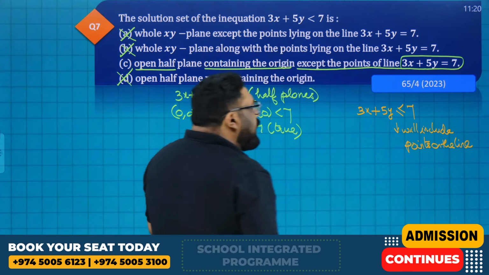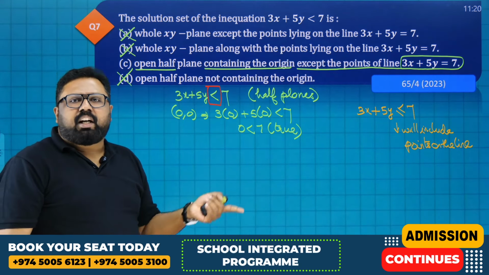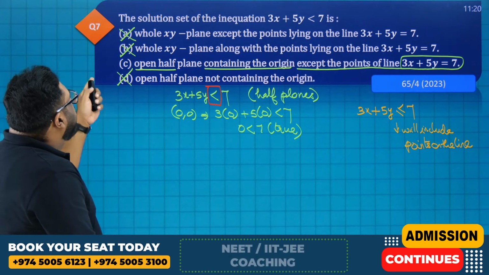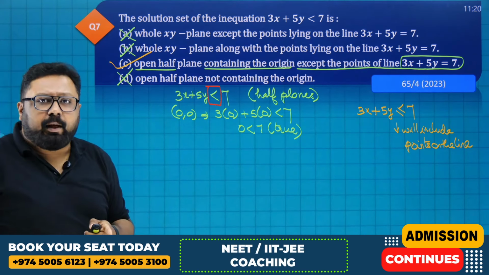So try to understand, my dears. They will always confuse you. Please try to understand this does not include the points on the line. Okay, fine. So this is going to be your answer, option C.